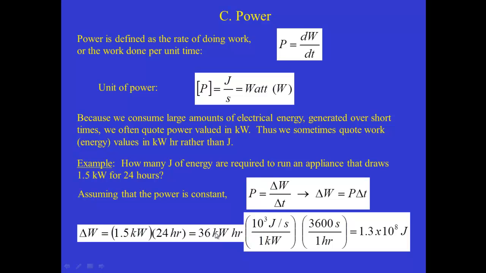And remember, kilo means 10 to the 3, so 1 kilowatt is 10 to the 3 joules per second. So we multiply by that conversion factor, which will get rid of the kilowatts and replace them with joules. And then our hours need to be converted into seconds, so we multiply by 3,600 seconds per hour. And when we do that, we get this huge work amount, which is 1.3 times 10 to the 8th joules. So you can see now why 36 kilowatt hours is a much more convenient figure to work with than 1.3 times 10 to the 8th joules. So on your utility bill, you won't see ratings in joules, you'll see kilowatt hours.